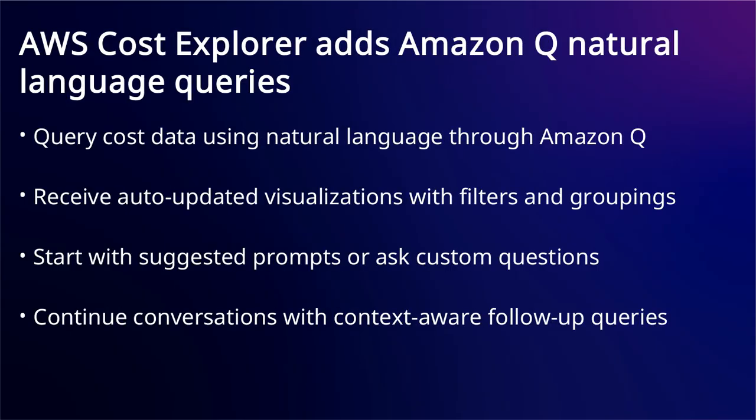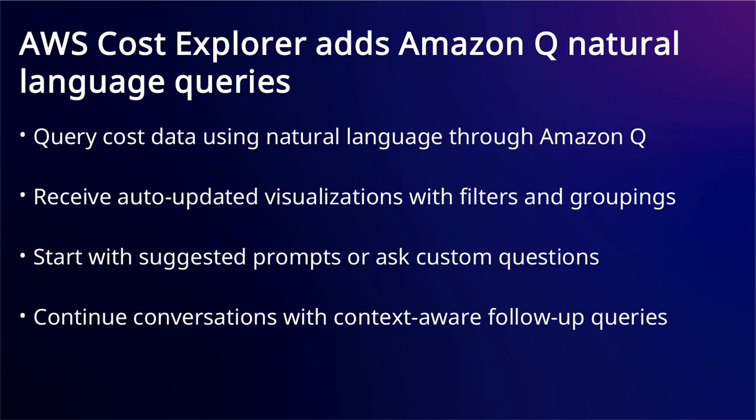Analyzing AWS costs often requires navigating complex interfaces and understanding specific filtering options, which can slow down investigations and limit accessibility for team members without specialized knowledge. Cost Explorer now integrates Amazon Q Developer to address this by letting you query cost and usage data conversationally. You can query cost data using natural language through Amazon Q by typing questions in plain English instead of manually configuring filters. You receive auto-updated visualizations with filters and groupings that correspond to your questions, eliminating manual chart configuration.